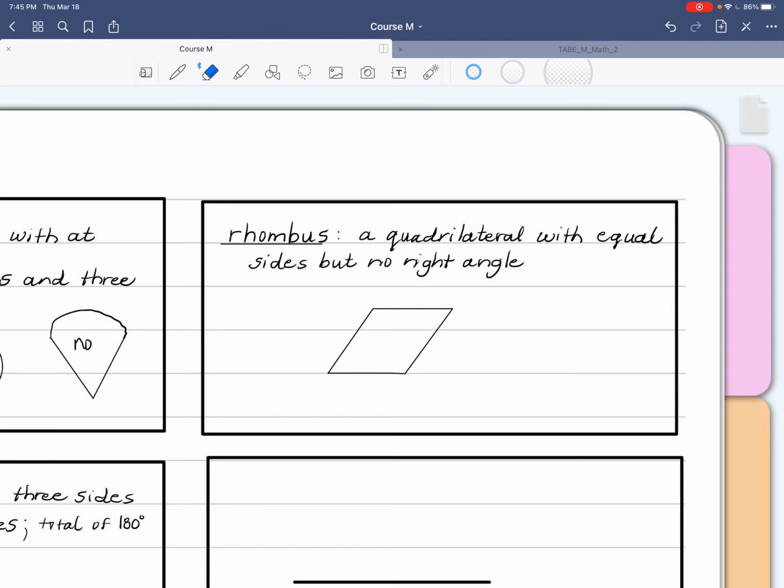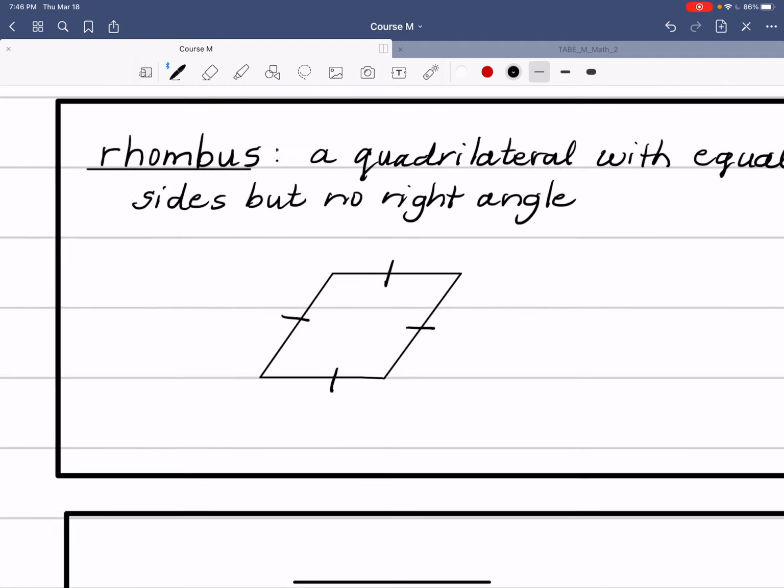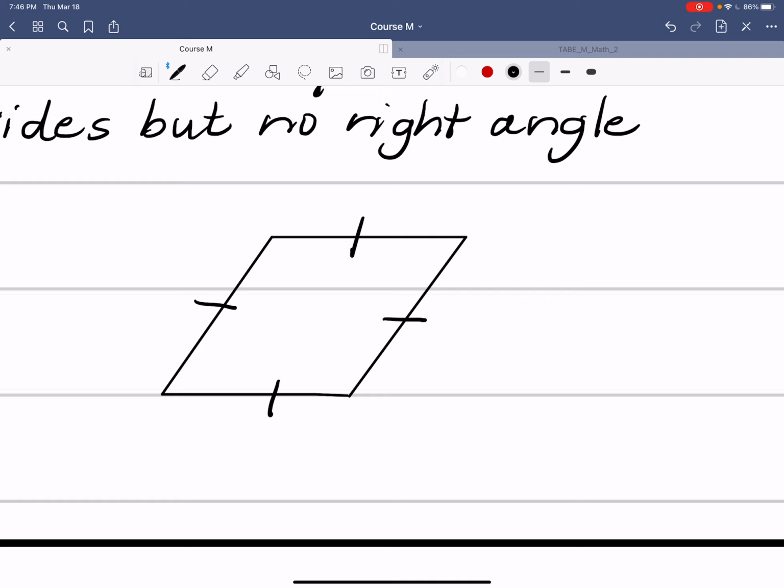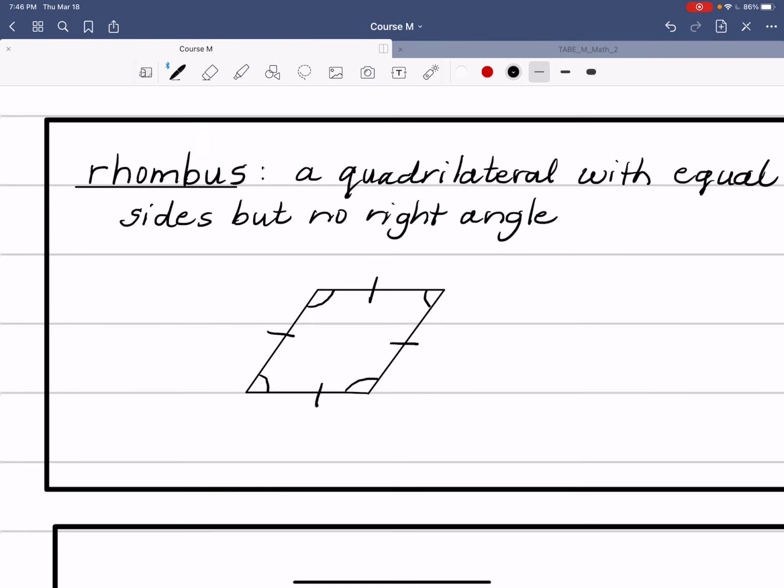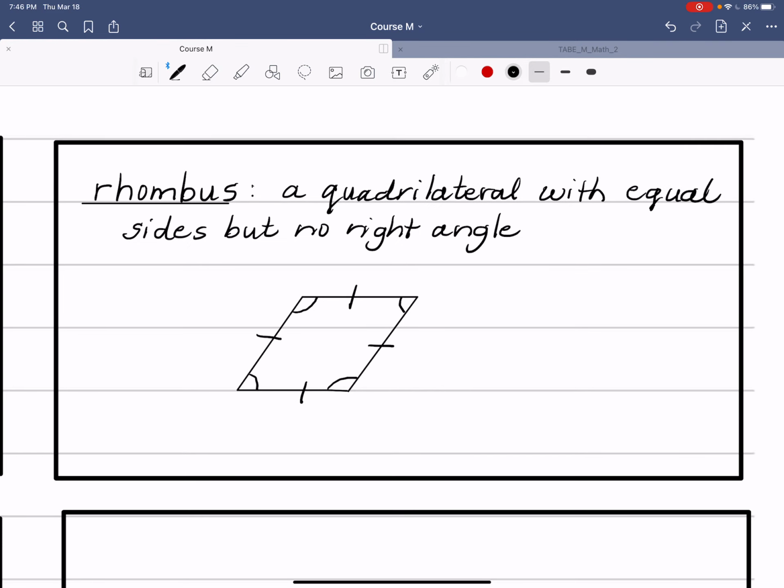Okay, so I'm going to show you that it has all equal sides by using those tick marks. And you see how it has no right angles. There's an obtuse, there's an obtuse, there's an acute, and there's an acute, but there are no 90-degree angles. And that's why I call it a drunk square. It's been drinking and it can't stand up straight.